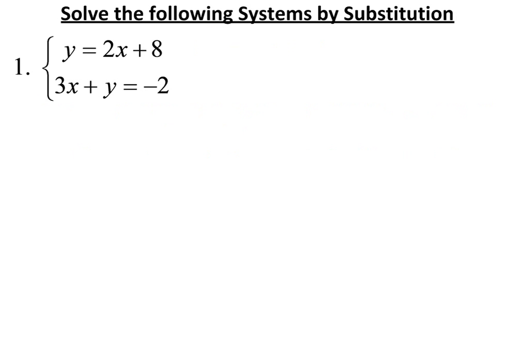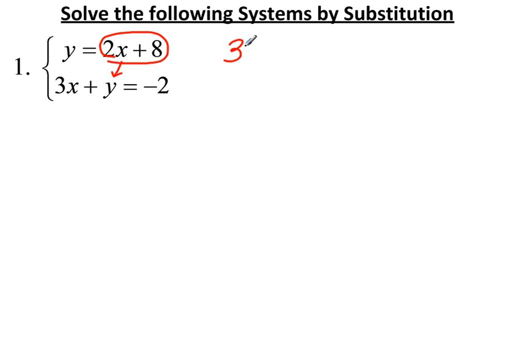So what we want to do, if we remember what it says, is get one of the variables, in this case x or y, by itself. If we look at the first equation, y is already isolated. So it's nice and easy. We know that y is equal to this value. So wherever I see y in the second equation, I can substitute that in. So that's what I'm going to do.